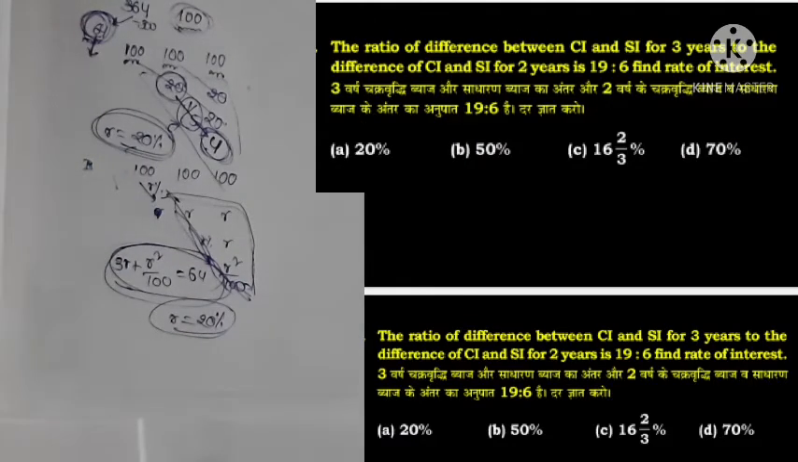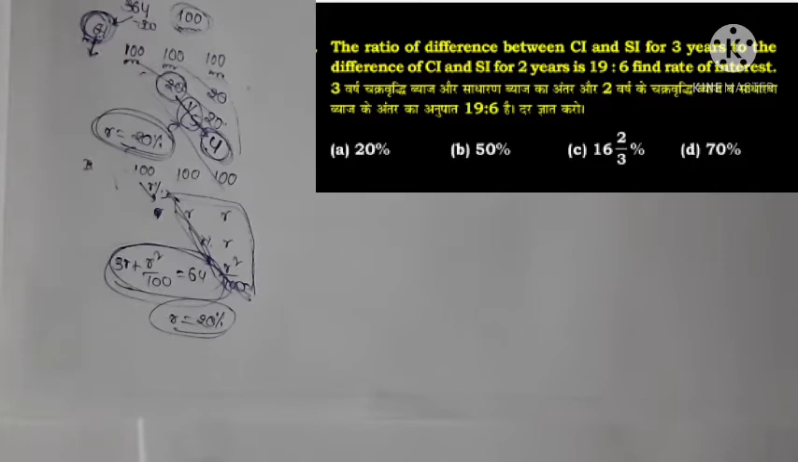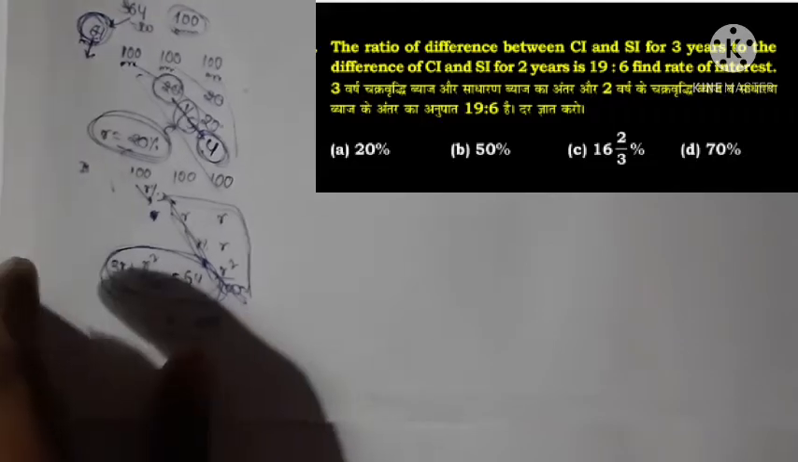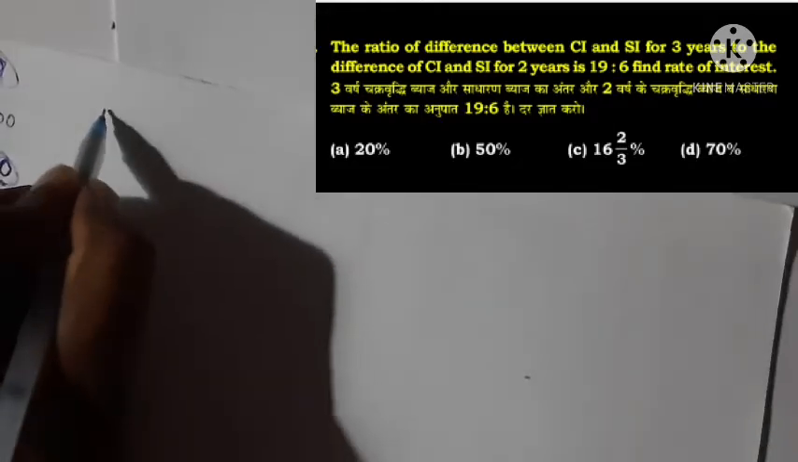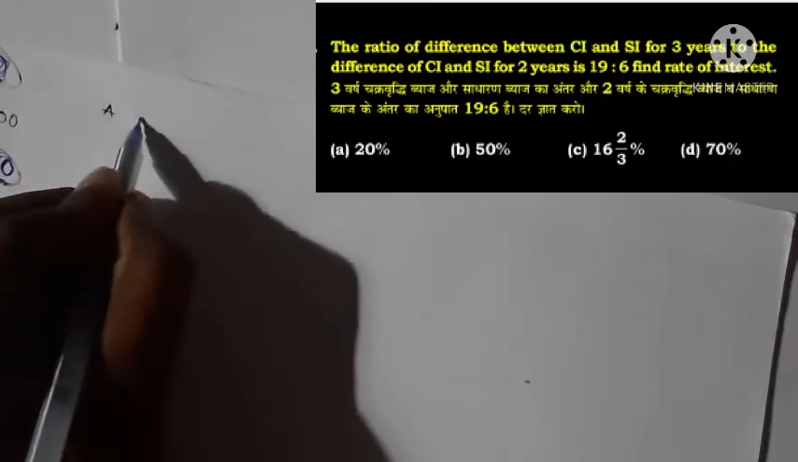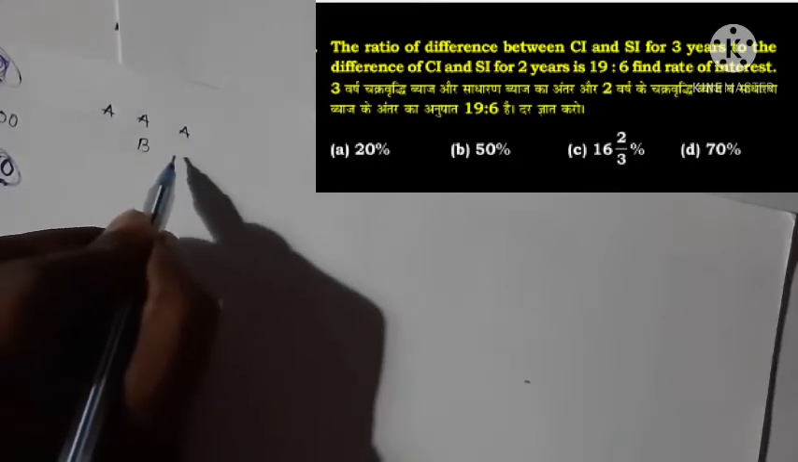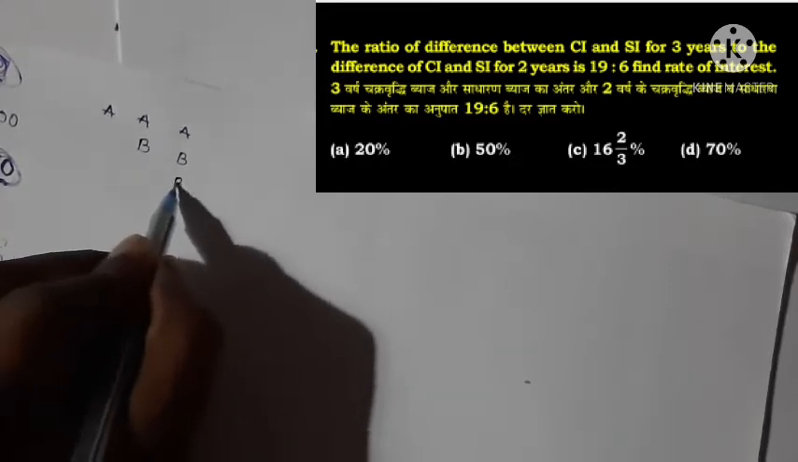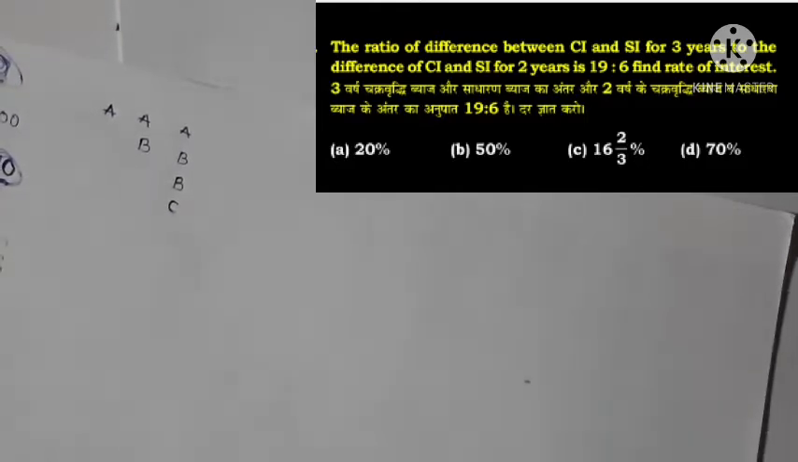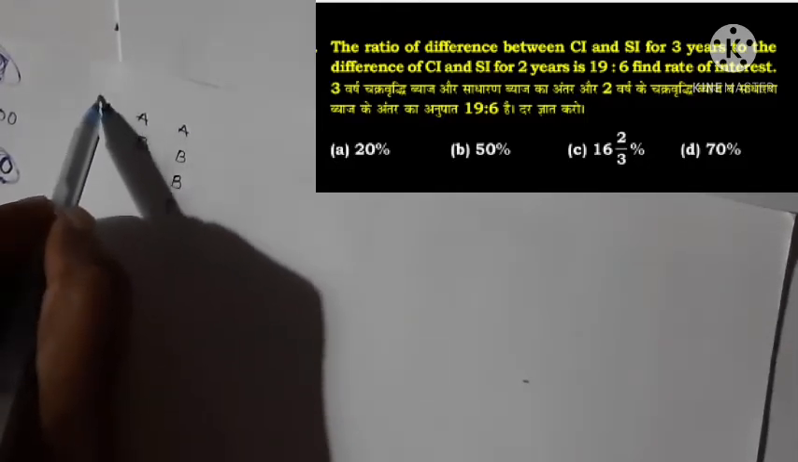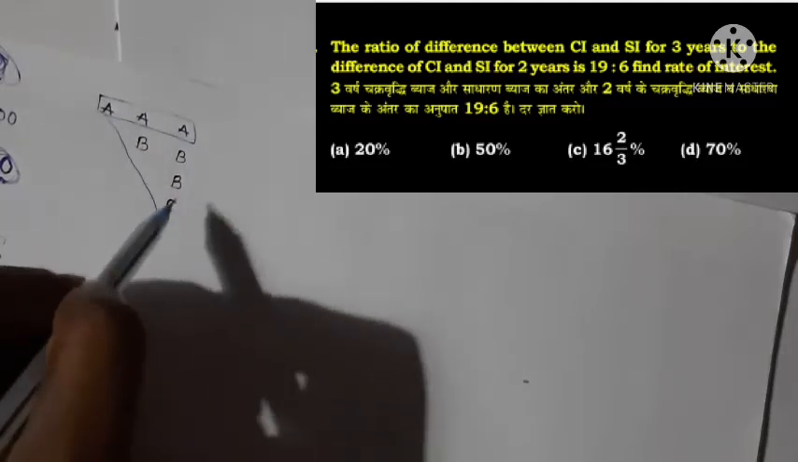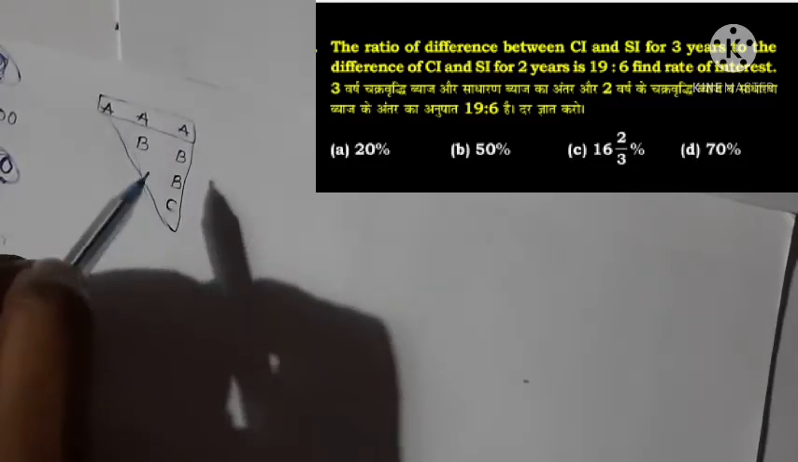The ratio of the difference between CI and SI for 3 years to the difference of CI and SI for 2 years is 19:6. Find the rate of interest. Here I am taking simple interest for 1 year as A, second year A, and third year A. And B, B, B, C. This is the simple interest for 3 years. This total is compound interest for 3 years.